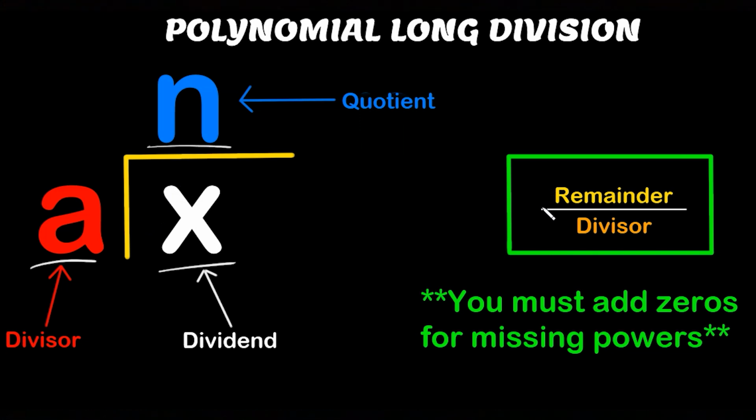If you end up having a remainder, it has to go over your divisor. I put that right here. So if you get a remainder when you're doing these problems, it has to go over your divisor. Also down here, you must add zeros for missing powers. Okay, so why don't we go ahead and take a look at our first example and we'll start there.